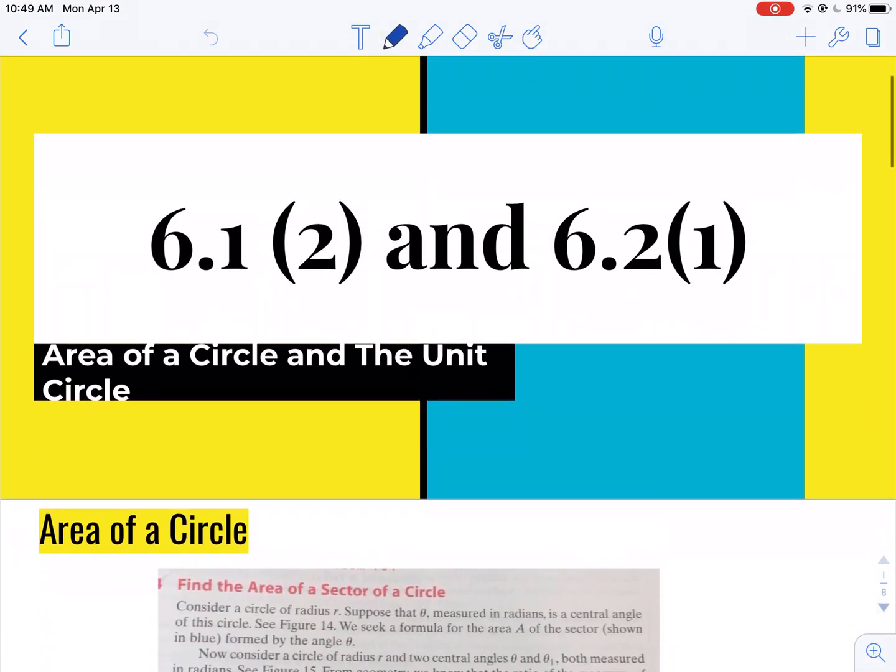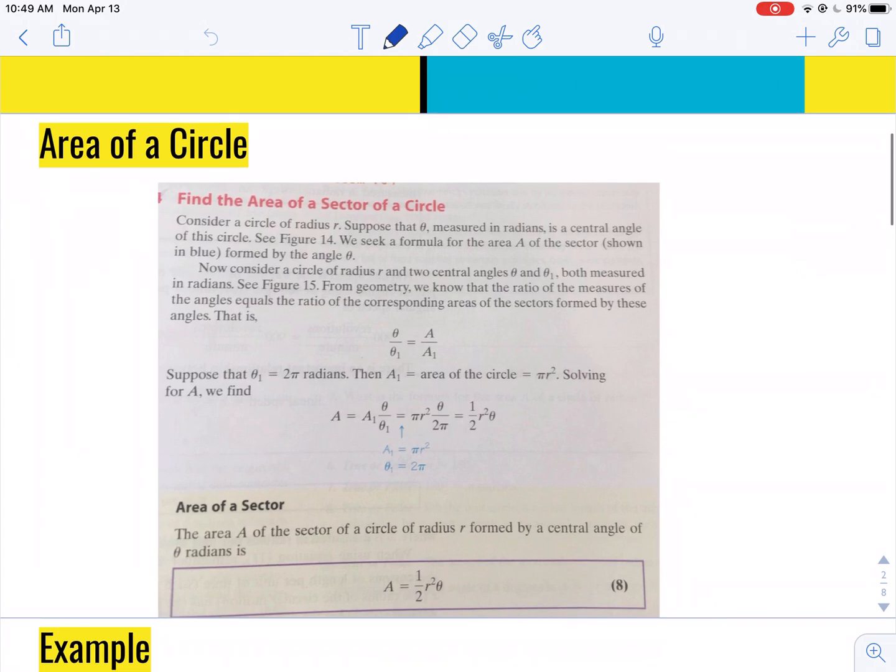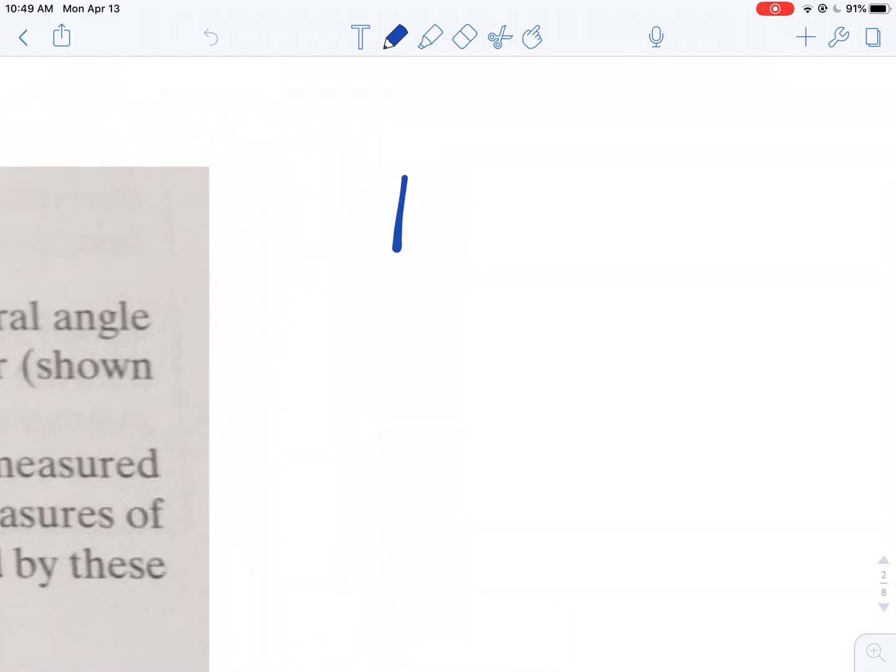So this is 6.1 part 2 to finish up. We're going to talk about the area of a sector of a circle. Now, you guys have been finding the area of full circles since like 5th grade. And you learned in 5th grade that the area of a full circle is pi r squared.